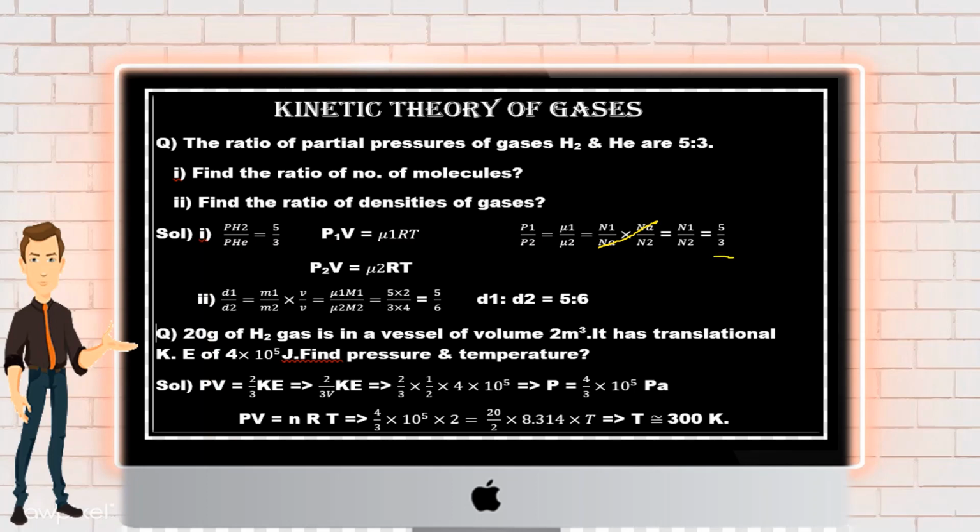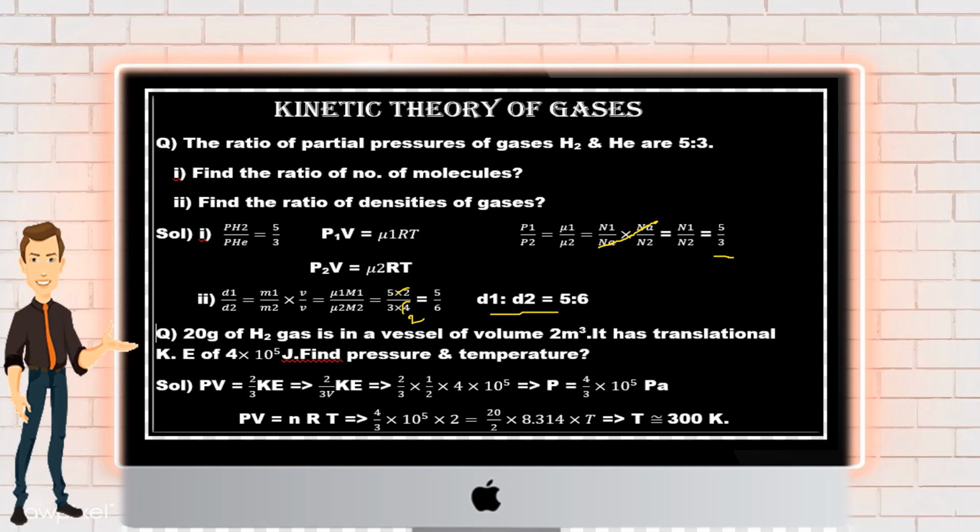Then to find the ratio of the densities of the gases, d1 by d2 equals m1 by m2 into V by V, which equals nu1 m1 by nu2 m2. Nu1 by nu2 we got as 5:3 in the previous solution. So 5 by 3 into m1 by m2. M1 is hydrogen, molecular mass 2, and m2 is helium, 4. Then 10 by 6, cancelled by 2, gives 5 by 6. That's d1 by d2 is 5:6.